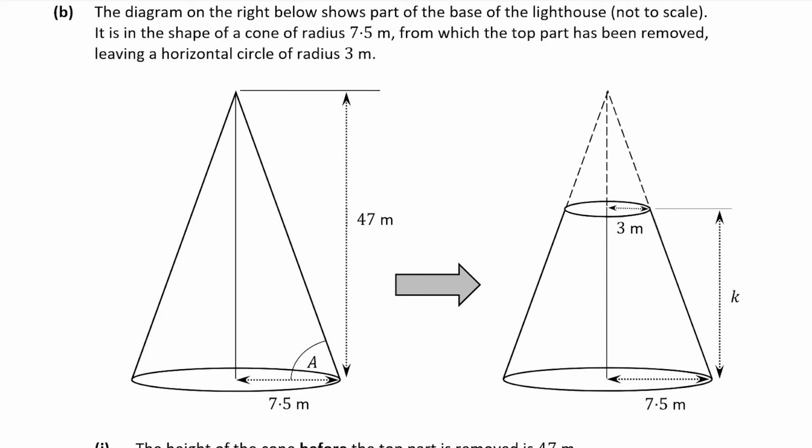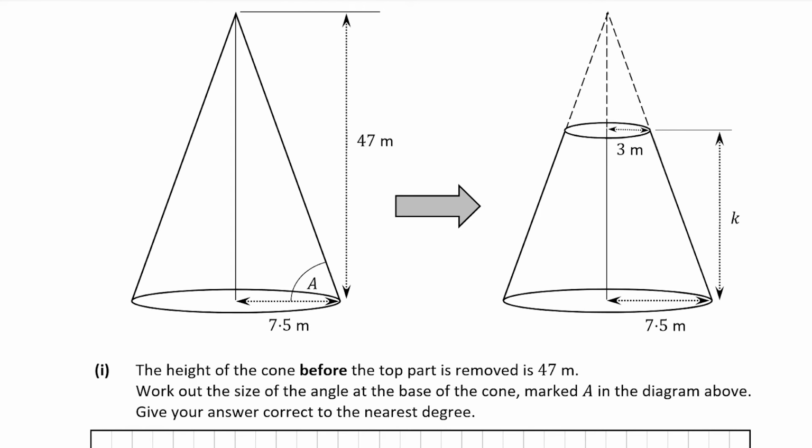So let's work out what question B part 1 wants us to find, and it's asking us to work out the size of the angle at the base of the cone marked A in the diagram. So that's this angle here. So we need to work out what that angle is equal to. So we're told that the height is 47 meters from here to here. So in other words, the length of this line here is 47 meters. And now this makes the question slightly easier for us.